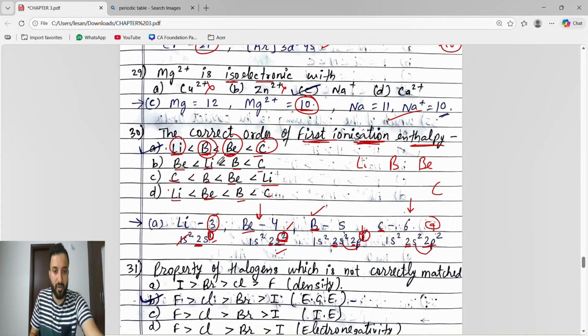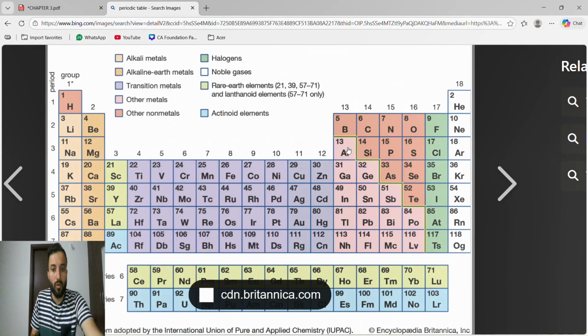So we can see in the option where the carbon is at highest. Here the carbon is at highest, here the carbon is at highest. Here lithium has no value. Now all are the same: lithium, beryllium, boron, carbon. So carbon is at highest, so carbon has more electronegativity.